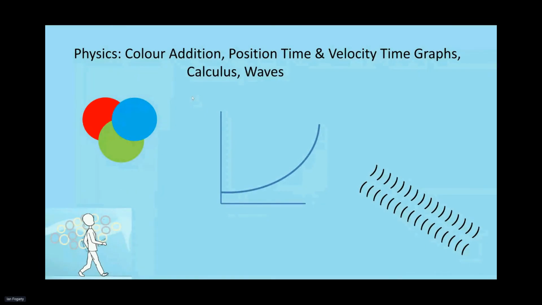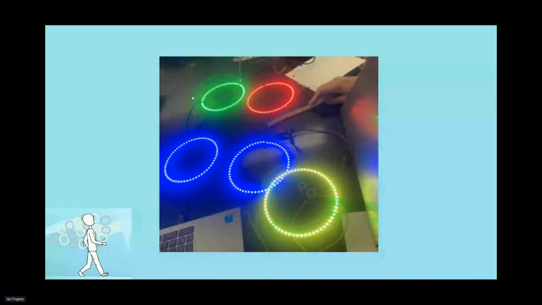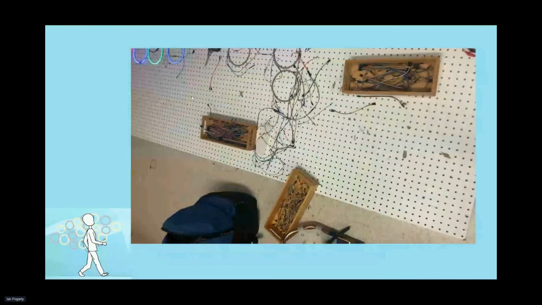We also have our physics. We've got our LEDs, so we have to worry about color addition with the different colors. We need to think about position time graphs and velocity time graphs. There's a little bit of calculus thrown in there. And then we have to worry about waves and reflection and echolocation. So we put all of those things together, the coding, the chemistry, and the physics, and we end up with these beautiful LED rings that represent some DNA. Late last night, we were just here working on this. Got a little video to show you.